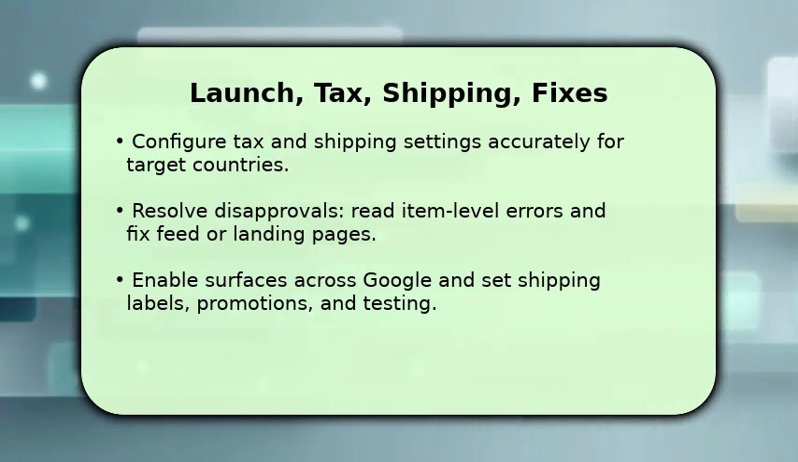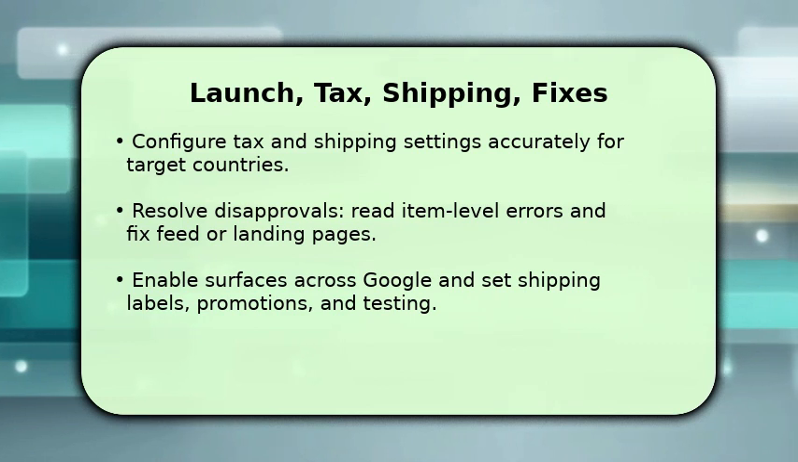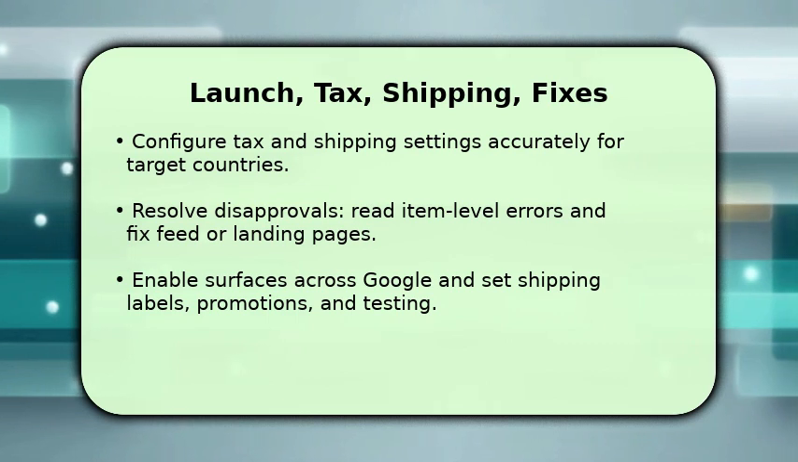If something fails, one troubleshooting tip: compare the exact feed value with the live product page content. Mismatched price, availability, or GTIN is the most common reason for rejection, and correcting it usually fixes the issue.